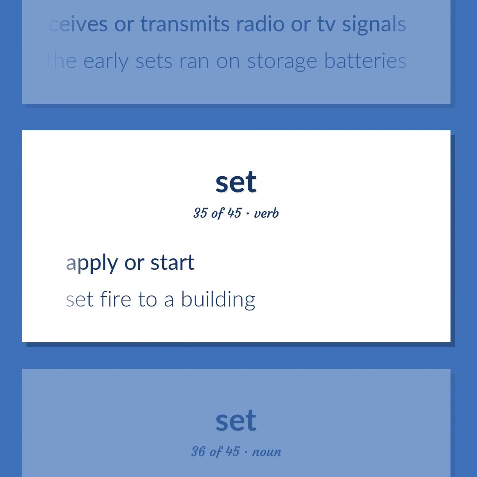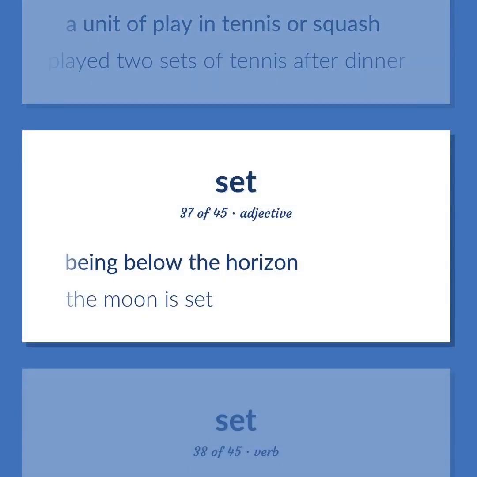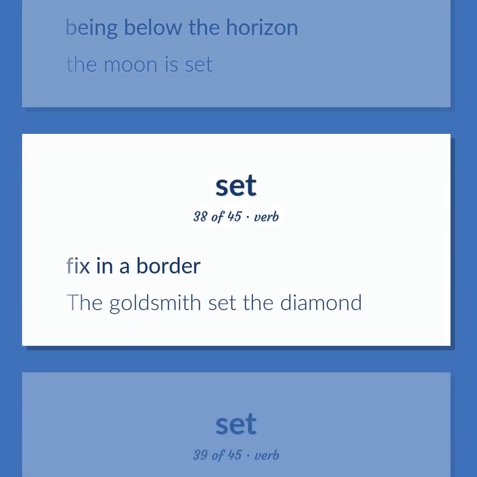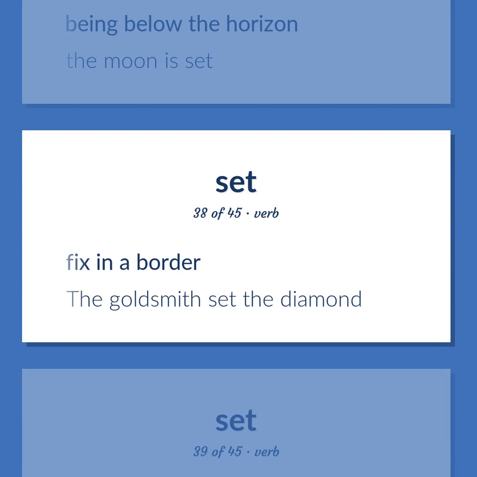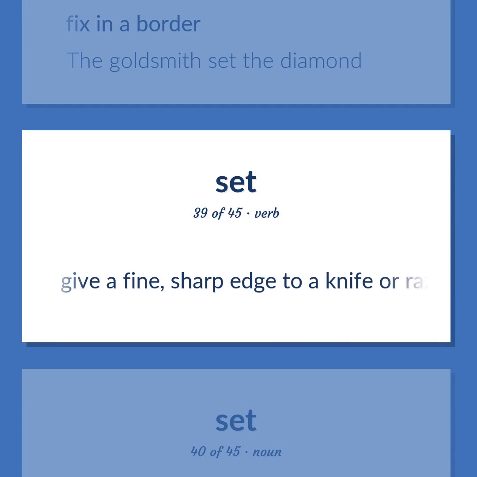Apply or start. Set fire to a building. A unit of play in tennis or squash. They played 2 sets of tennis after dinner. Being below the horizon. The moon is set. Fix in a border. The goldsmith set the diamond. Give a fine, sharp edge to a knife or razor.